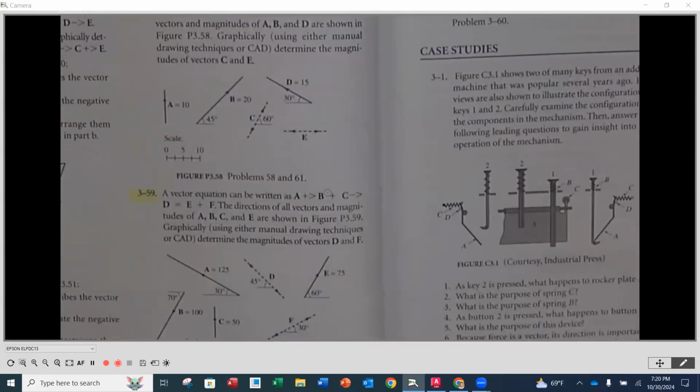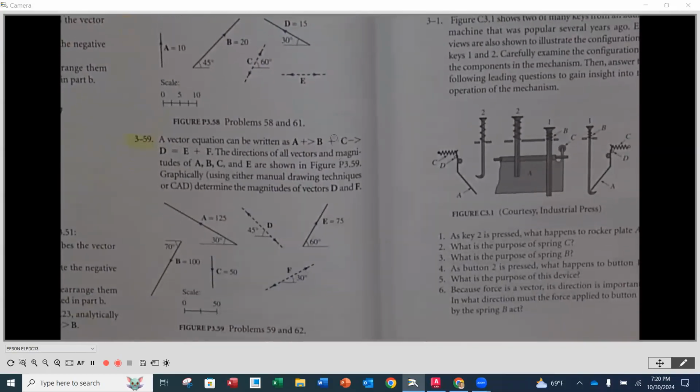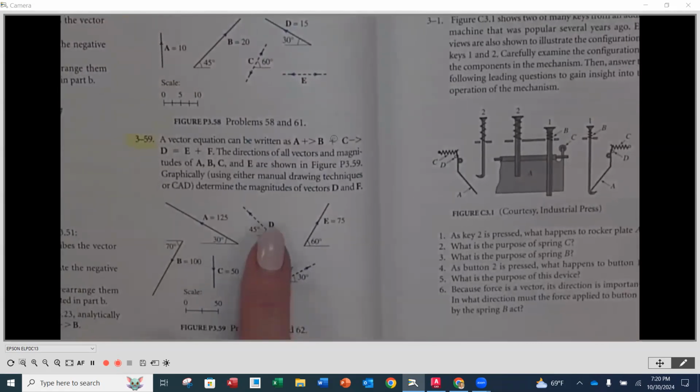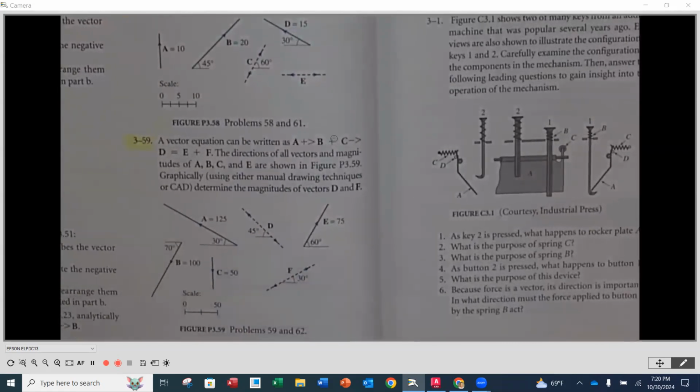And then the last one is going to be 59, which is similar to 58. We've got two unknown magnitudes. You're going to solve that based on the base equation that we see there.